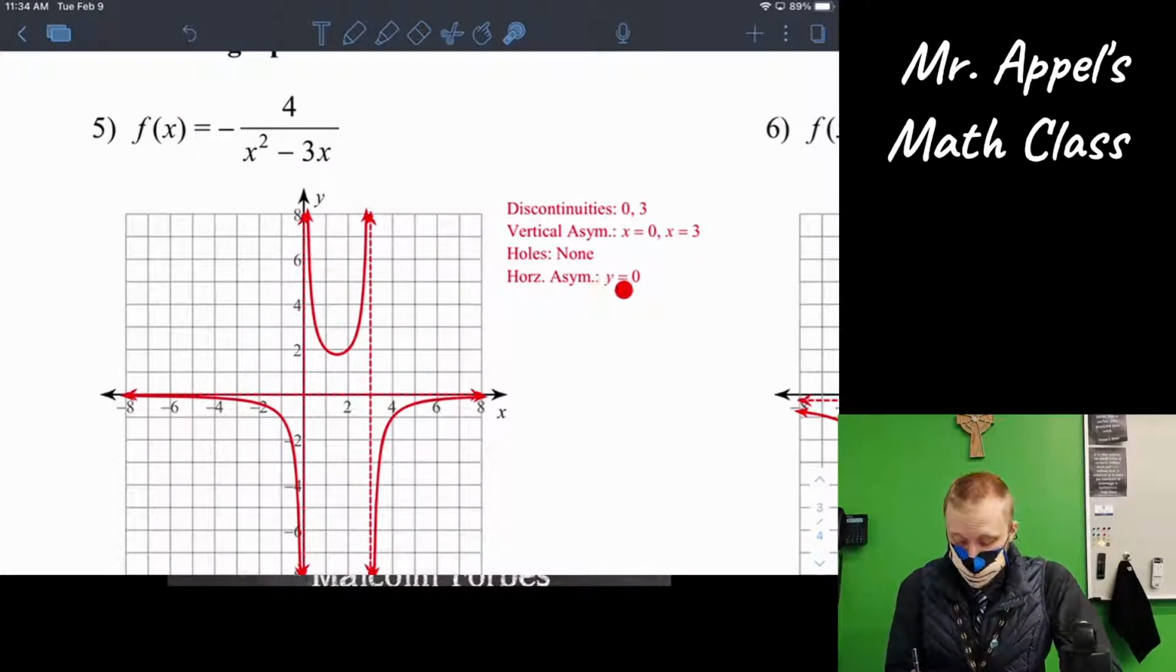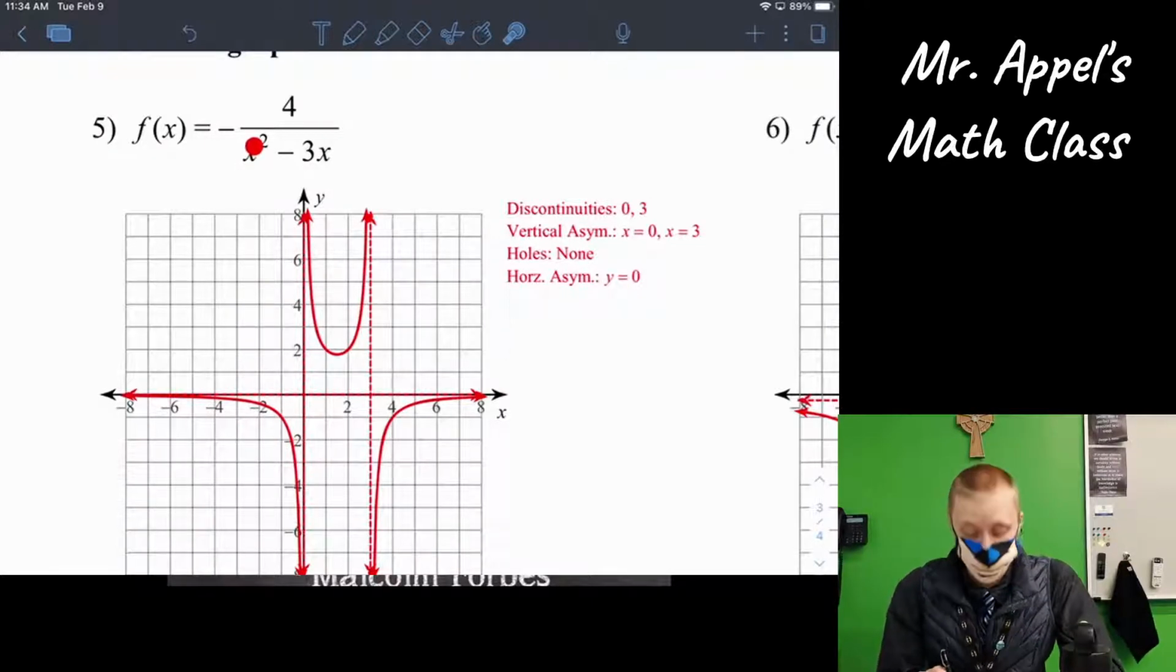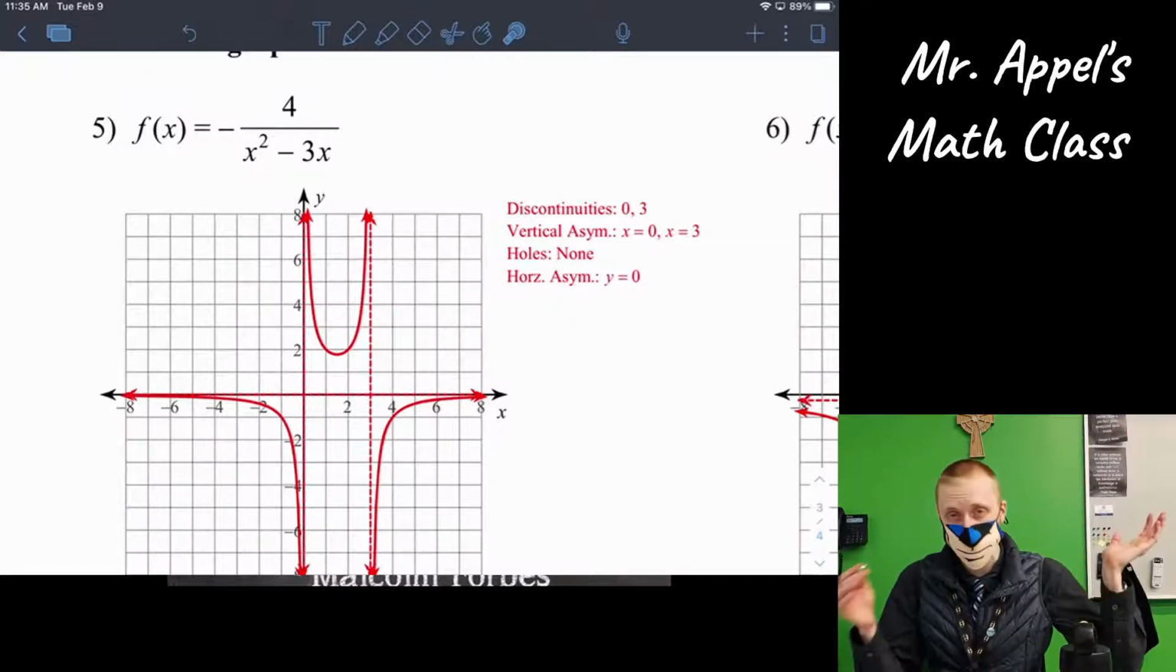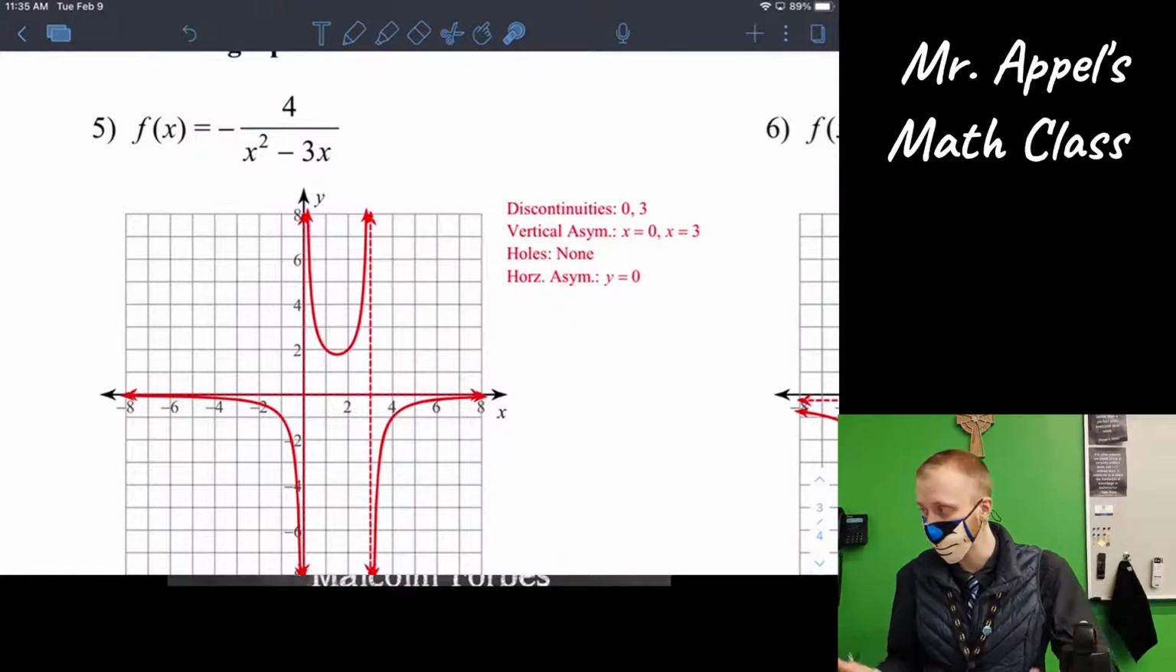The horizontal asymptote is set to y equals 0 because the denominator wins the power war, right? This has an invisible x to the 0, which of course is just an invisible 1, right? 2 is greater than 0, so the greatest power on x is in the denominator. It wins. The function, when x gets really, really large, will tend towards 0. 1 divided by 1,000,000 is basically nothing.